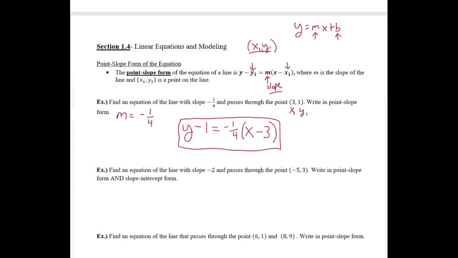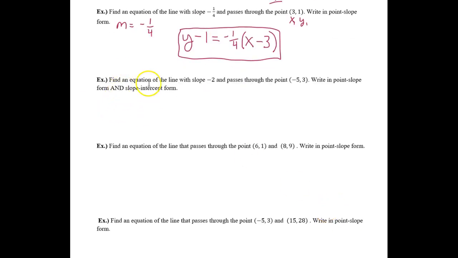Now let's look at the next example. It says, find an equation of a line with a slope of negative 2 and passes through the point negative 5, 3. Write in point-slope form and slope-intercept form. We're going to start with the point-slope form since we have our point and our slope. We know that m is going to be negative 2, and we have our x1 and y1. I'm going to fill it into my equation.